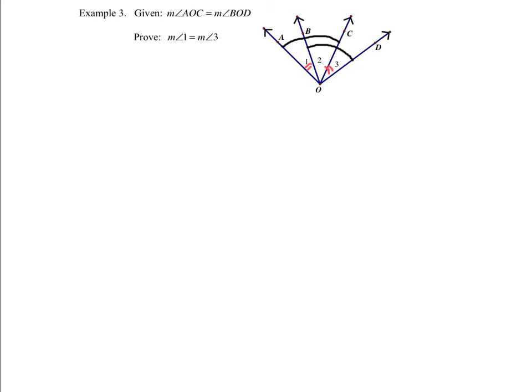Well, what I notice about these big angles, angles AOC and BOD, is that they overlap here in the center. They both have angle 2 in common. So if we could just subtract out the measure of angle BOC, or in other words, the measure of angle 2, then that would leave us with the measure of angle 1 being equal to the measure of angle 3. So here's how we're going to achieve that.